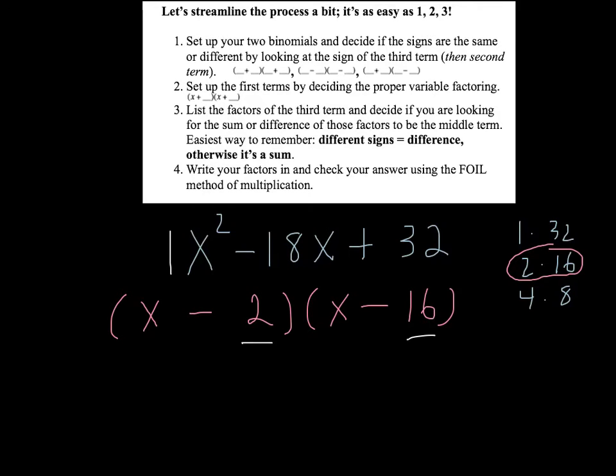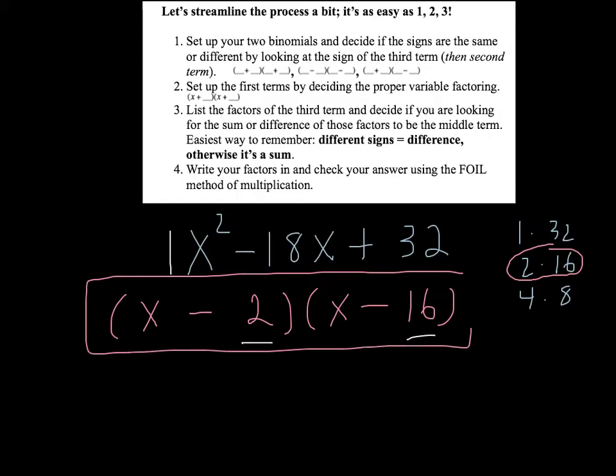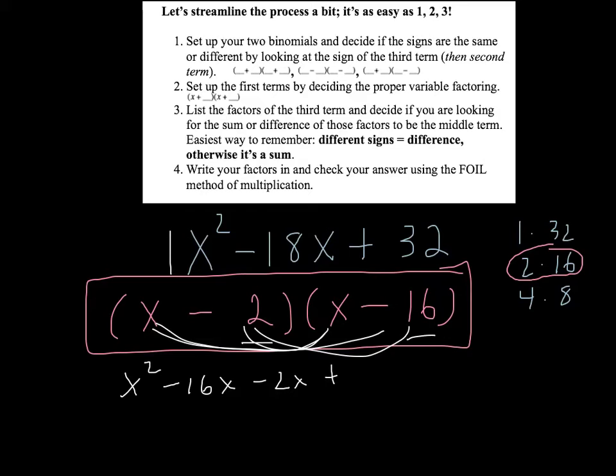Now, why a sum? Anytime we go to check our answer, let's be certain that these are the factors of the trinomial x squared minus 18x plus 32. So that's our quote-unquote answer. How would I check it? Well, I'd start foiling. x times x, x squared of course. And then x times negative 16 is minus 16x. Minus 2 times x is minus 2x. And minus 2 times the negative 16 is plus 32. So there's my first, outer, inner, last, my foiling or multiplication of the binomials.